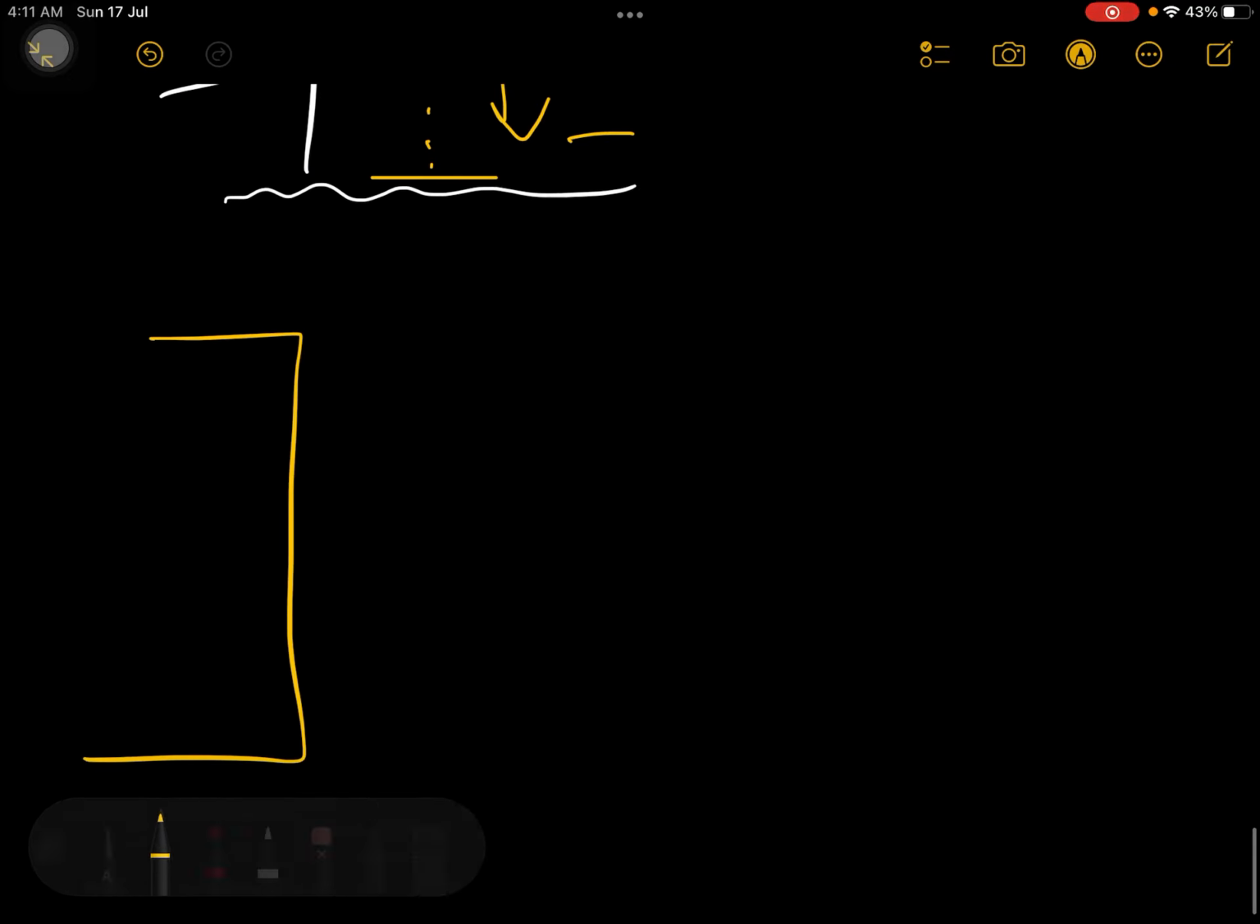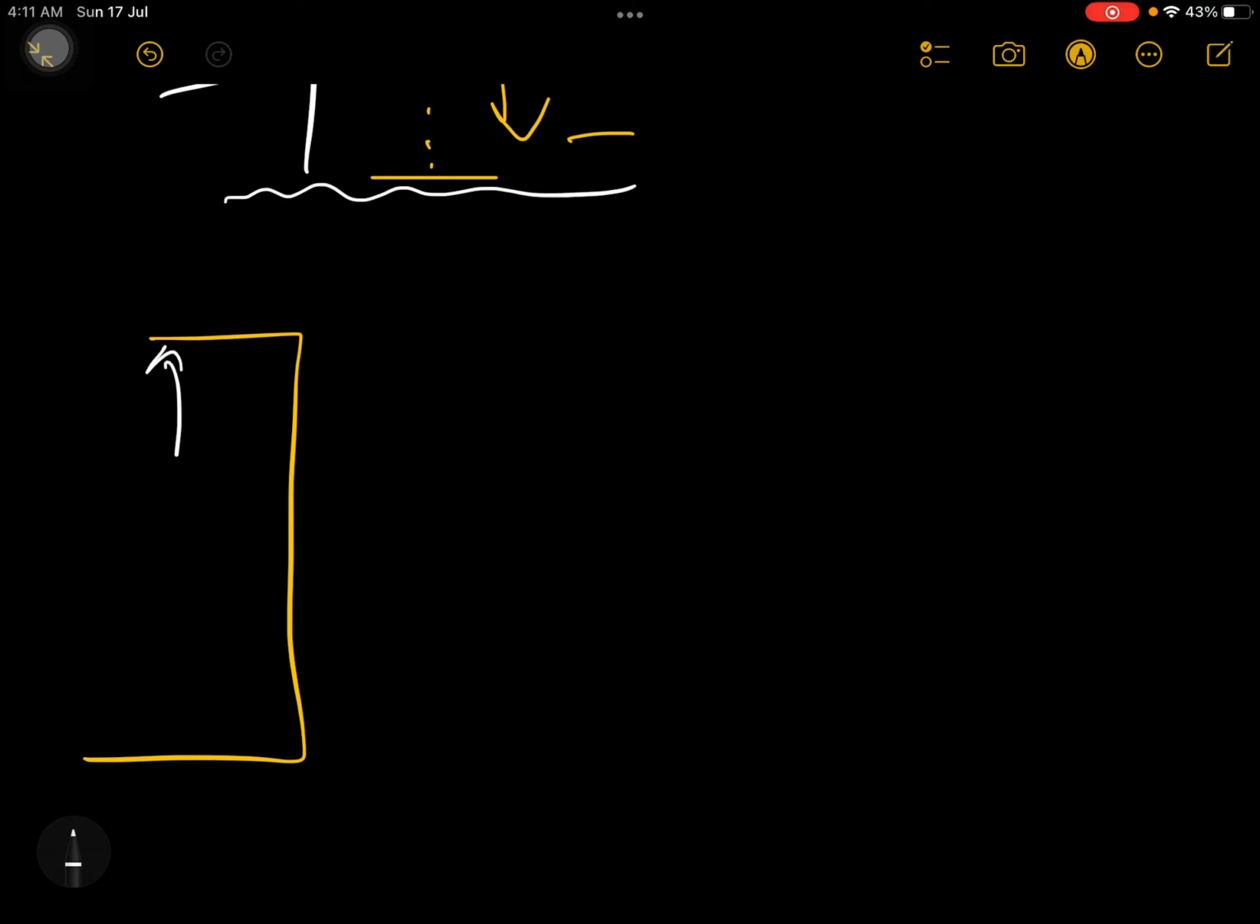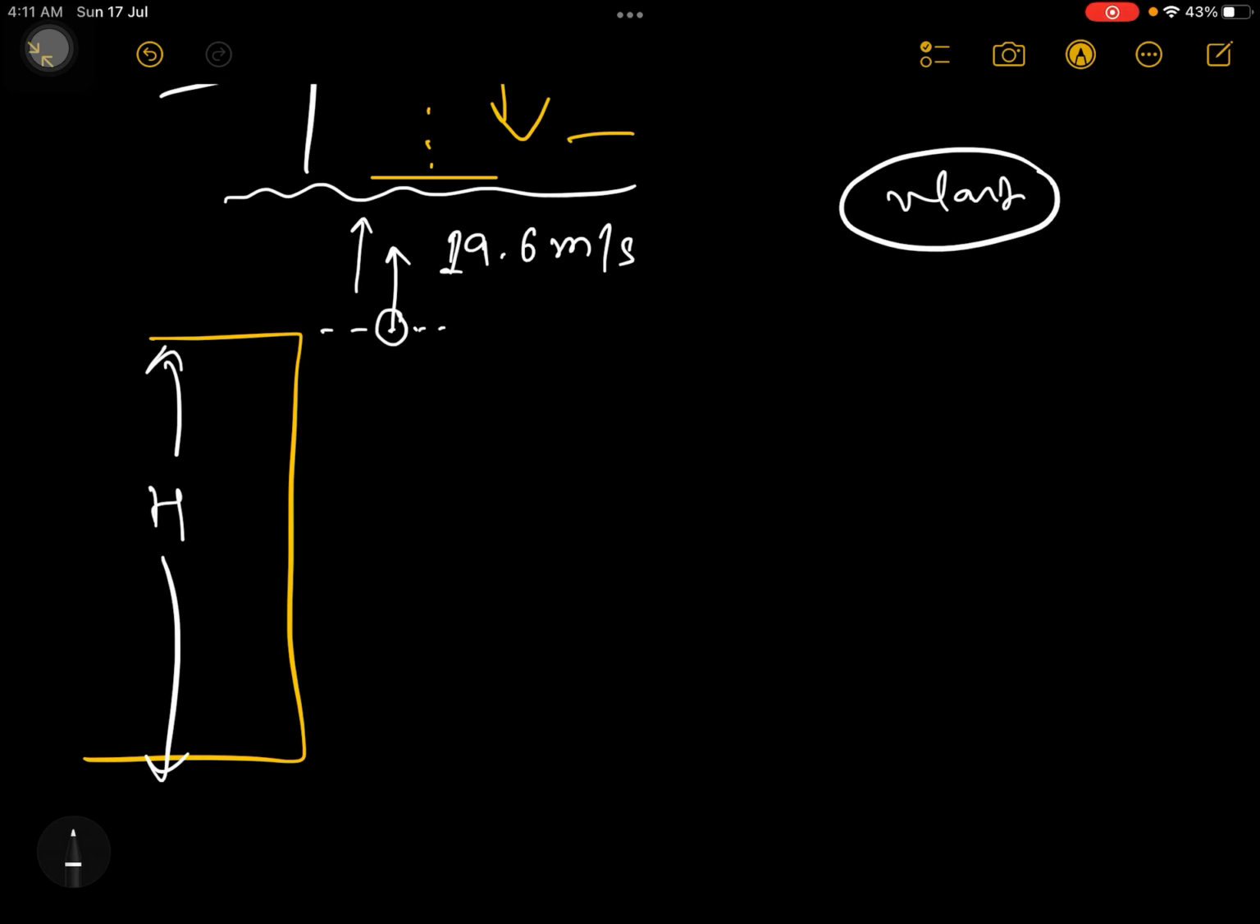Suppose this is the height of the tower, so consider the height from here to here as h. Now from here we are throwing the ball upward, and that speed is given, that is 19.6 meter per second. Understand the example. 19.6 meter per second is your speed, direction is upward. If I consider this as velocity, and then consider the same speed given downward with 19.6 meter per second, then the speed will be the same but my velocity will become double. Correct? So this I will solve with the help of velocity.